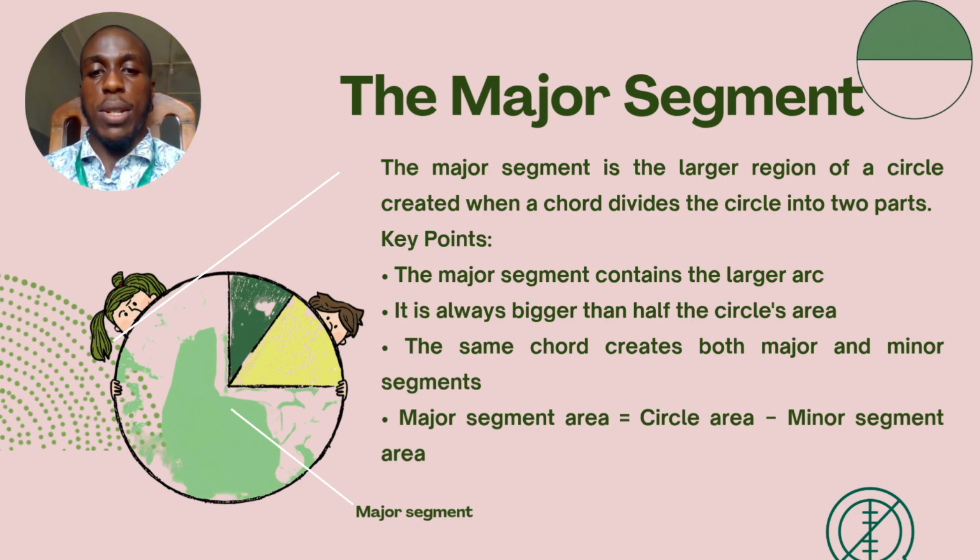The major points to consider on the major segment are that it contains the larger arc. It's always bigger than half the circle's area. It's the same chord that creates both the major and the minor segment. And the major segment area is the circle area minus the minor segment area. So these are the major things to consider when we talk about the major segment. So now let's dive deeper into calculation.